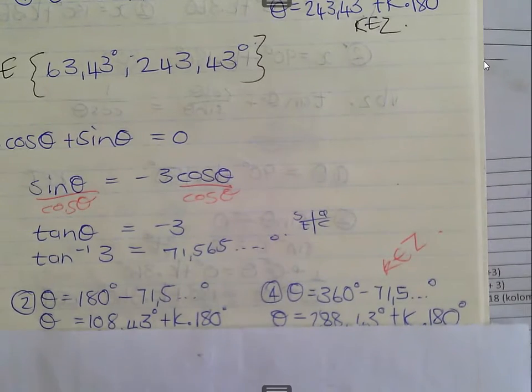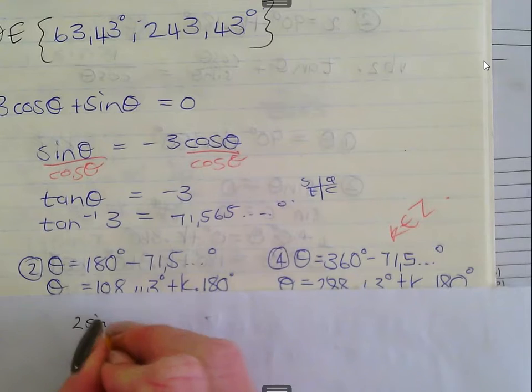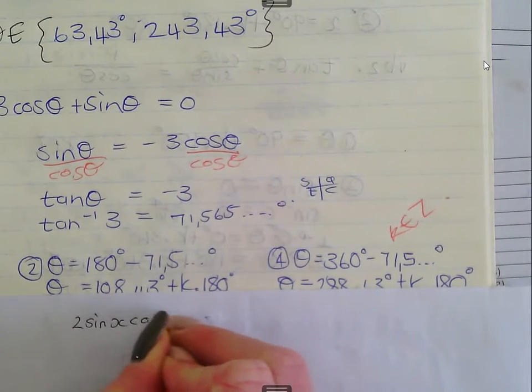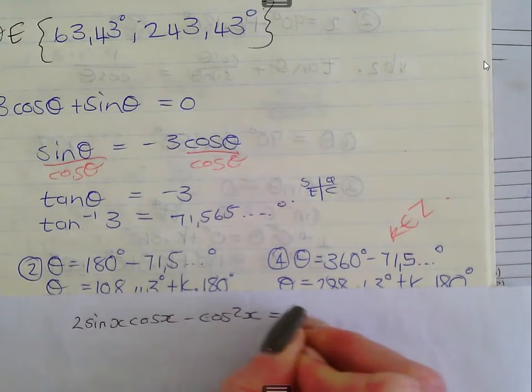Okay, if you did it, you might have come across the general solution sum in this one. So what it looks like is they've given it to you as 2 sin x cos x minus cos square x equal to 0.